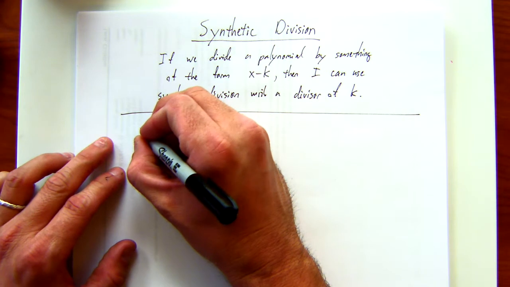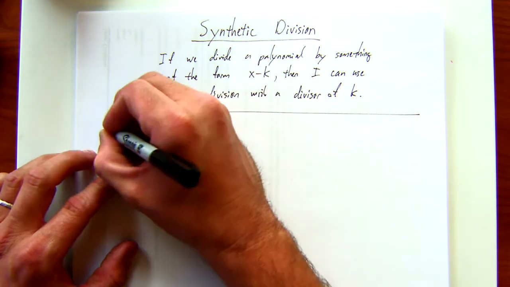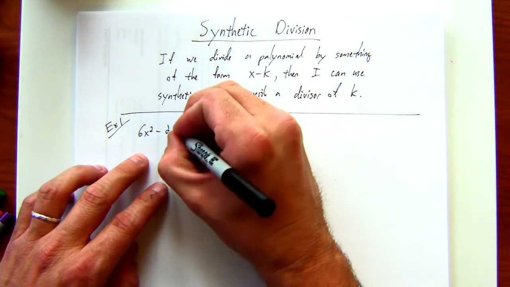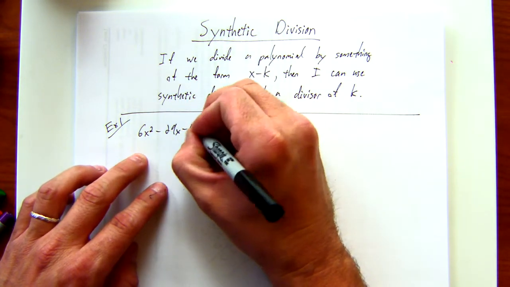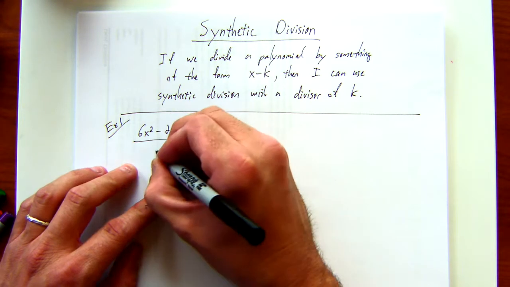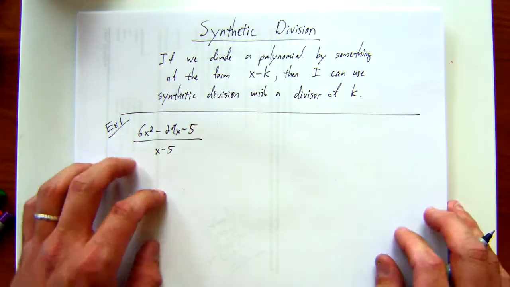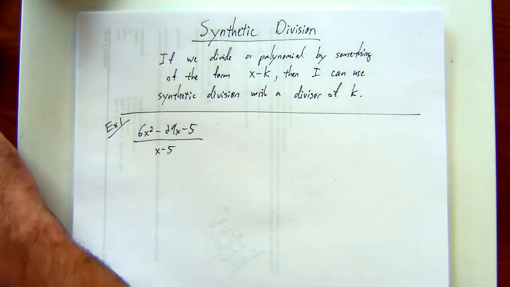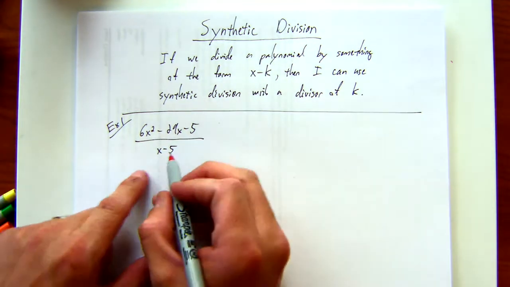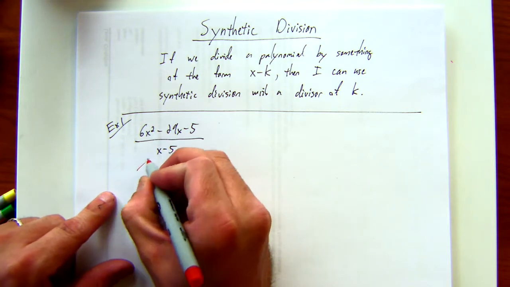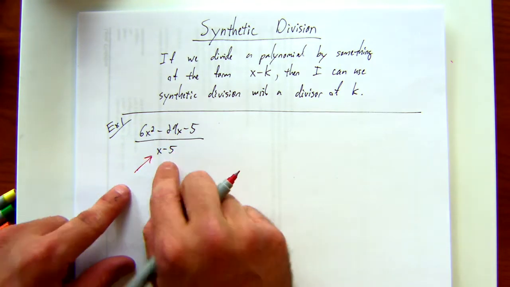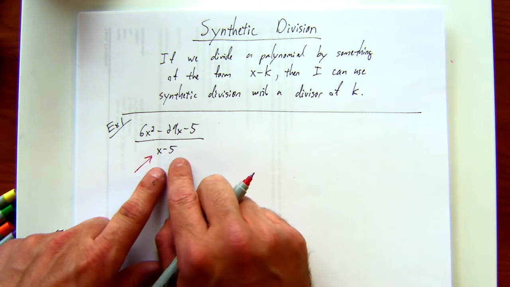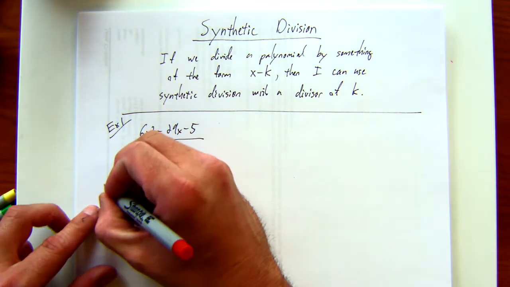Suppose that I have 6x squared, so we'll start off with example 1. 6x squared minus 29x minus 5 divided by x minus 5. So the first thing to notice is what I'm dividing by, and does it have the right form? Is it of the form x minus something? Yes. So it has the right form.